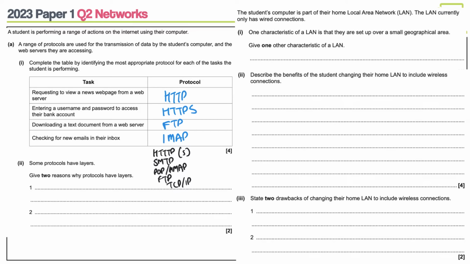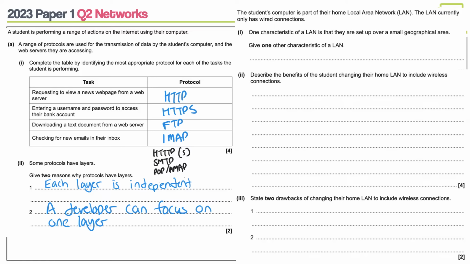Okay. The student's computer is part of the home local area network. We hear local area network, what are we thinking? Network in a small geographical area. Who owns all the infrastructure? Generally the people who actually run it. Our school is a local area network. Who has to run all the different material here? We have to run it.